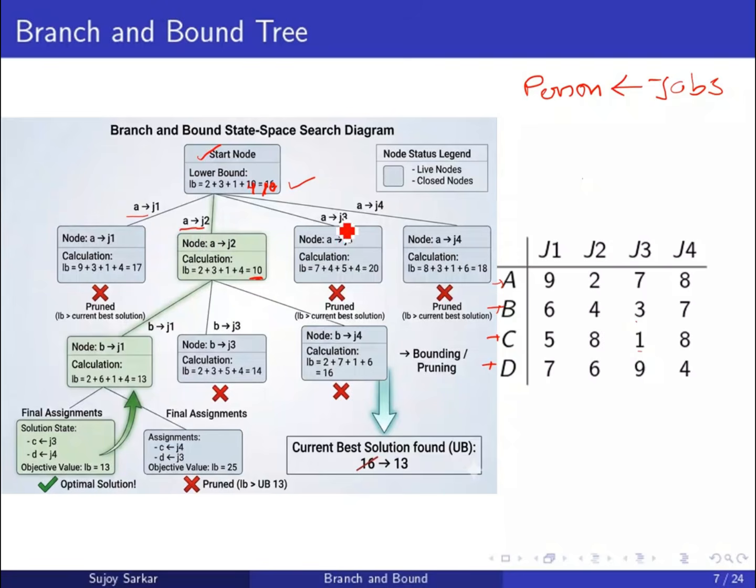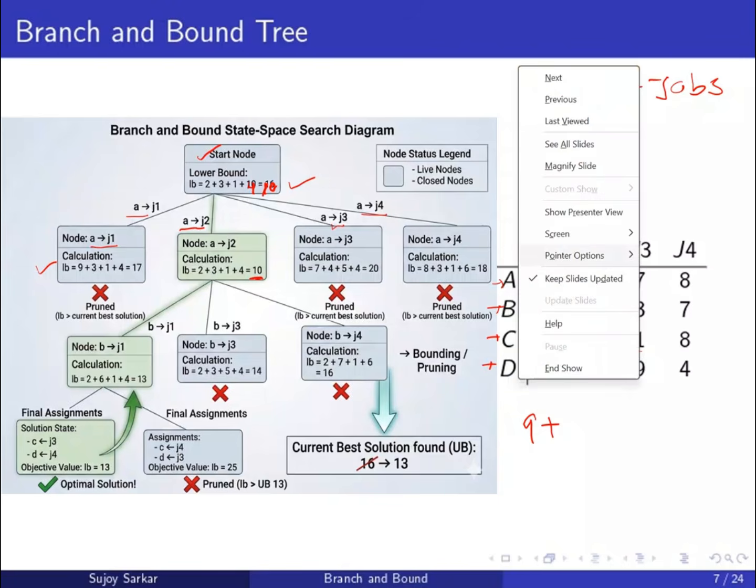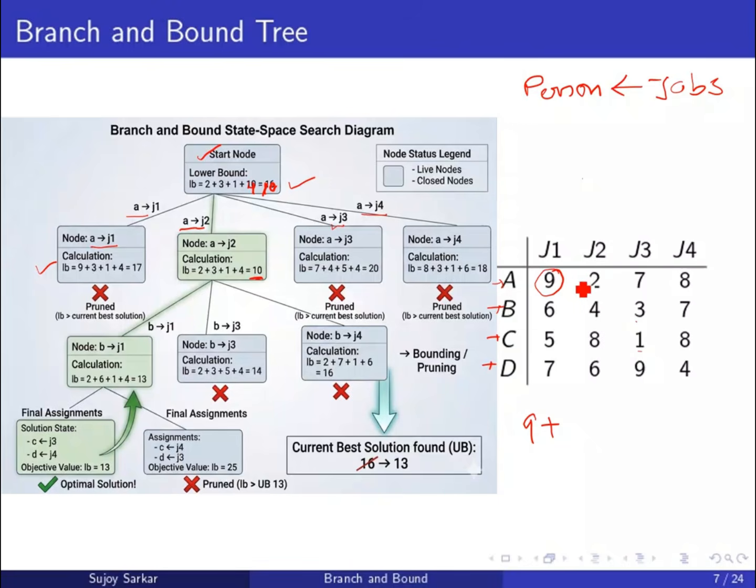He can be assigned job 1, job 2, job 3 or job 4, and each of those will create a node. Now if person A is assigned job 1, what will be the lower bound? If person A is assigned job 1, this is fixed, right? In the solution it is already considered. Now B, C, D cannot be assigned job 1. They can either take job 2, job 3 or job 4. Which one, we don't know.